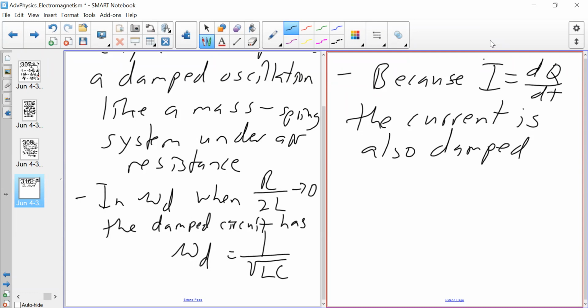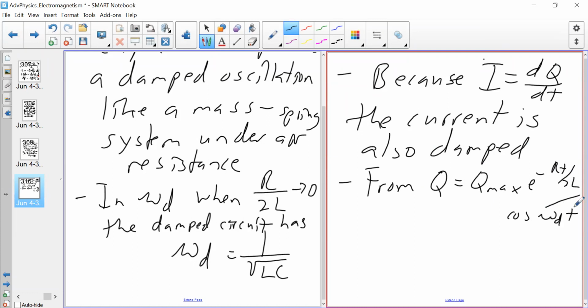So let's take a brief look at how that looks mathematically. From Q equals Q max e to the minus R t over 2L multiplied by cosine omega d t, if the resistance was so strong that there's a great deal of damping, your Q will just go to zero pretty immediately. That's a case of over damping. I'm trying to think of the name of the first situation; it would be just regular damping. There's another term for it.